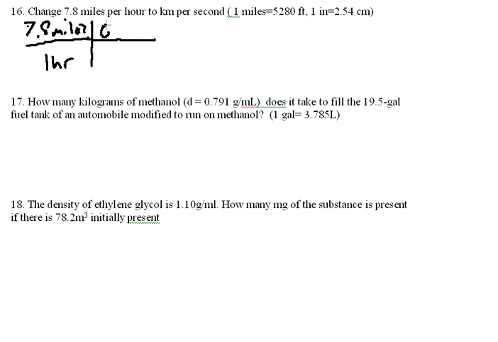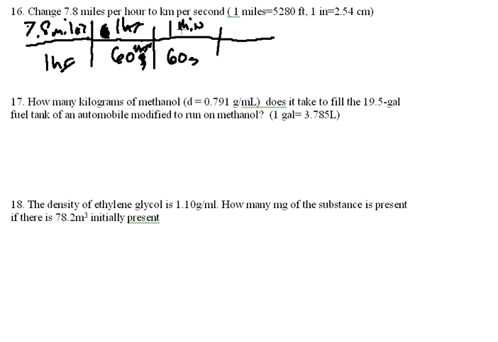So in 1 hour, there are 60 minutes. And now let's convert, in 1 minute there are 60 seconds. So that's going to get my hours out of there. That's going to get my time into the units I want. That's going to be per second.